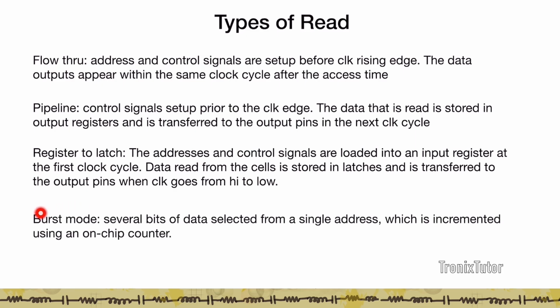And finally, you have what is known as a burst mode read, in which several bits of data can be accessed from one address. And how that works is you have an on-chip counter which updates the address, and continuously data is streamed out synchronous with the clock at the output pin.